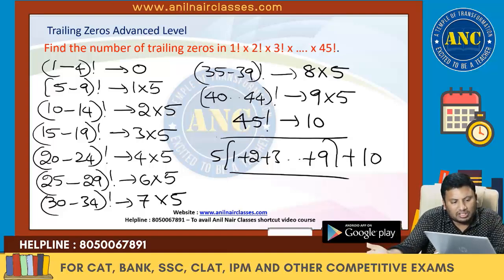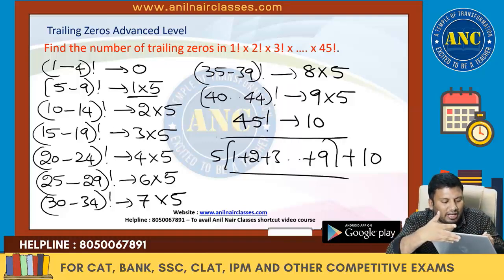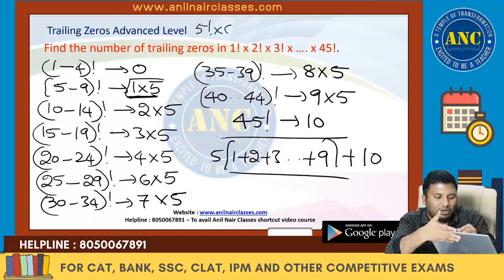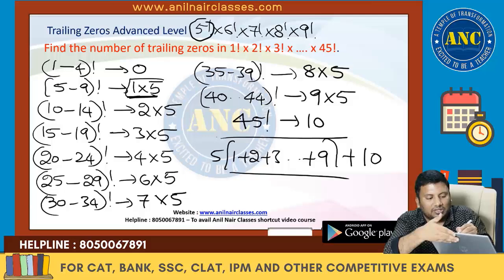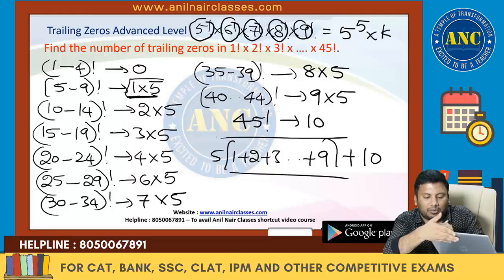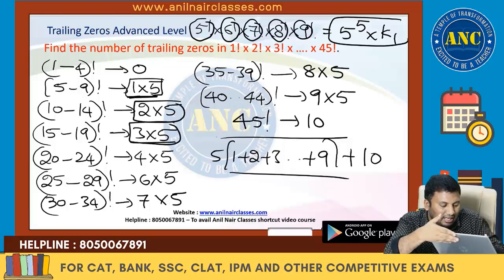1 to 4, there are 0. 5 to 9 factorial: if you got confused why I took it as 1 into 5, it is because 5 factorial into 6 factorial into 7 factorial into 8 factorial into 9 factorial has a power of 5 of 1, 1, 1, 1. So it is nothing but 5 power 5 into some other prime bases. That's the reason I took it as 1 into 5.